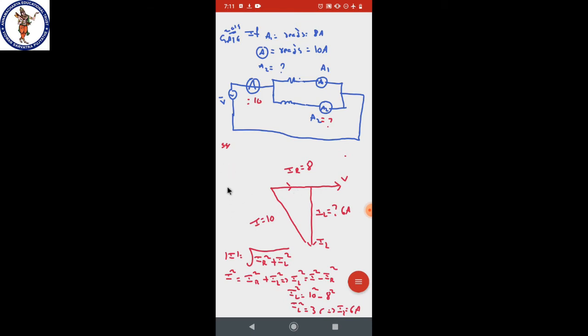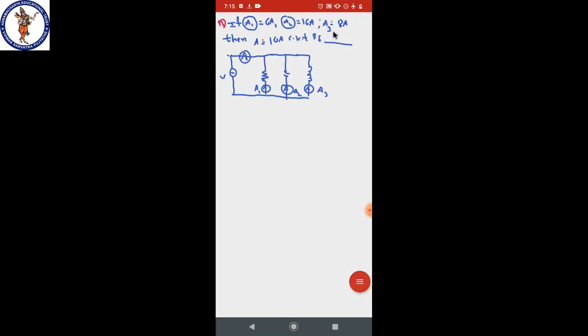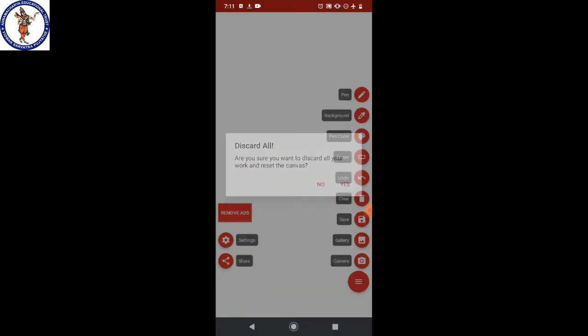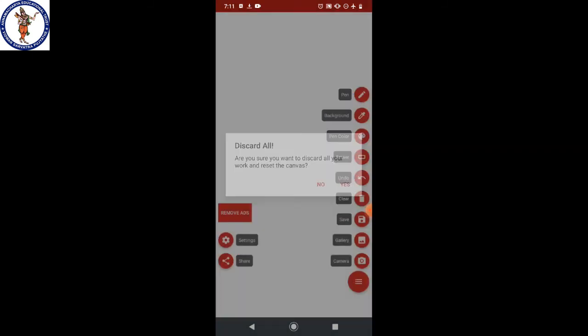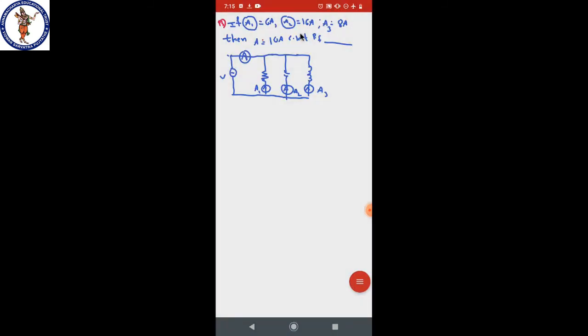Now what is the power factor of the circuit? Power factor will be cos phi. Cos phi equals 8 by 10, so you will get 0.6 lagging power factor because of the inductor. Okay, I will rub this diagram and go for another problem.